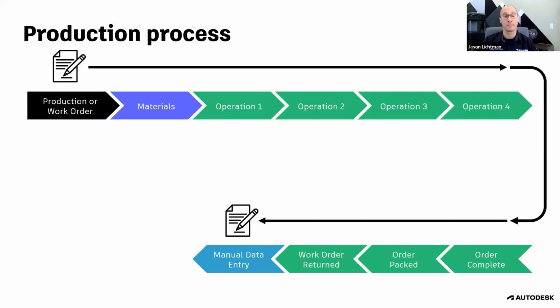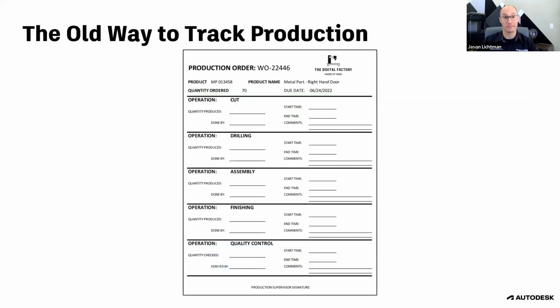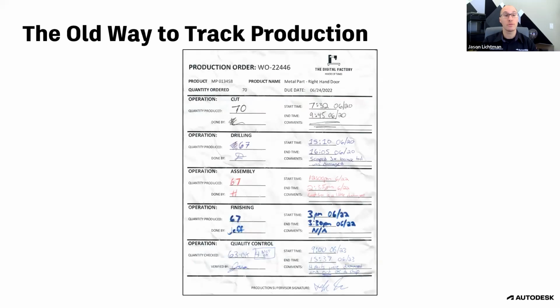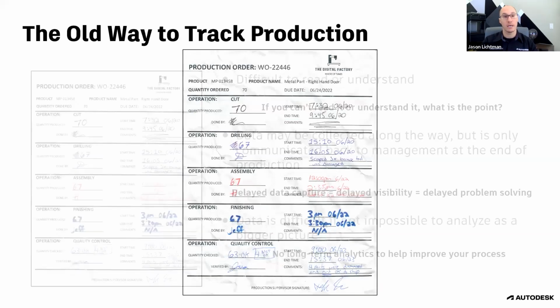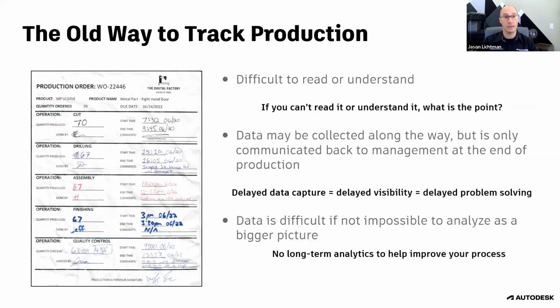Looks great in principle. It looks great when that paper traveler is blank. But once you start to fill this out, that's when the problems really arise. So this is what it looks like once you start filling out one of these paper travelers. And I'll tell you, oh my gosh, how problematic they can be. Well, first of all, if you have handwriting like me, you might not even be able to read what I put in there. And if you can't read or understand it, what was the point of even filling it out? Also, data itself might be collected along the way, but it's not communicated back to where it matters until the end of production. Once you get that production supervisor signature at the bottom, right at the end of the workflow.